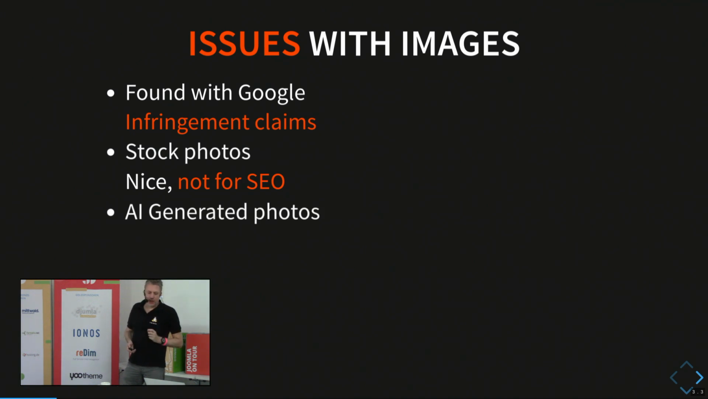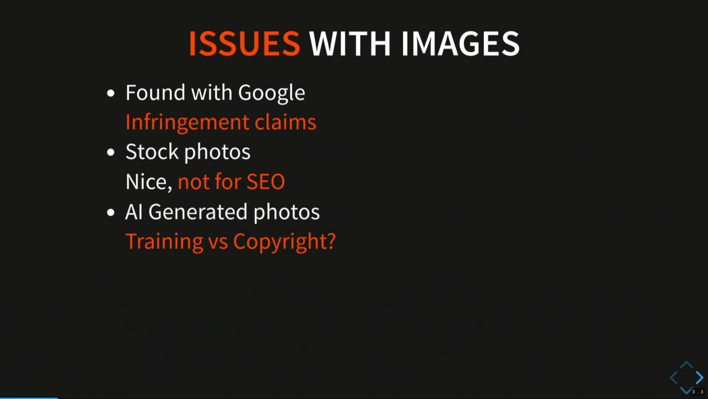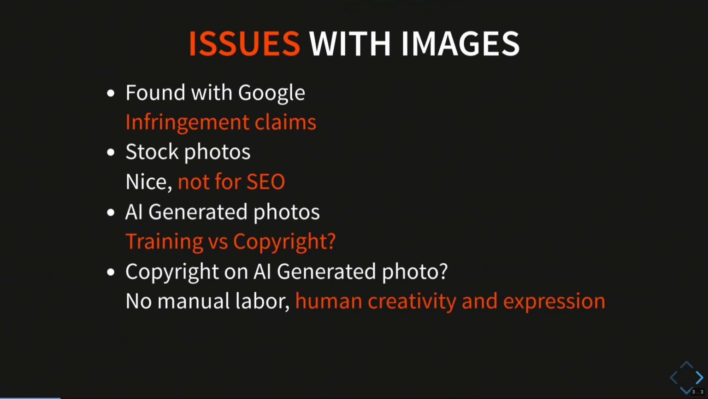You can also use AI-generated photos. Then there is also another issue. There is the training. You don't know how the large language models were trained. Maybe they used photos that contain copyright. And the other thing is, if you use AI images on your website, you created them using AI, there is no copyright on it. Even text. If you use AI to generate text, you use a machine to do something. You can only have copyright if you did some manual labor. So you need to have your human creativity and expression to create something, and then you can claim copyright on it.